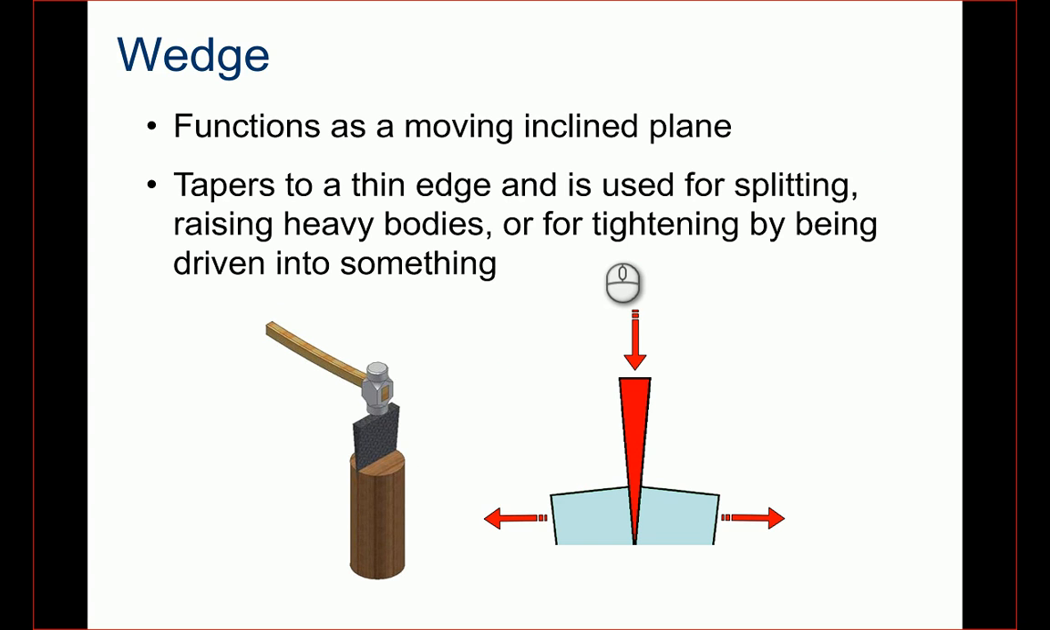All right, wedges. Now this is some fun stuff. Basically, a wedge is a moving inclined plane. It tapers to a thin edge and is used for splitting, raising heavy bodies, or tightening, or being driven into something. One of the easiest ones is splitting wood.